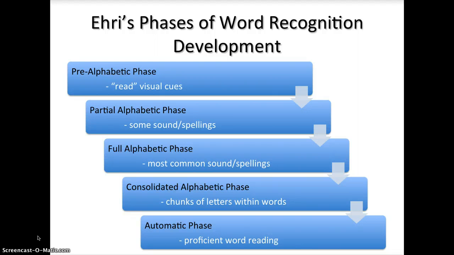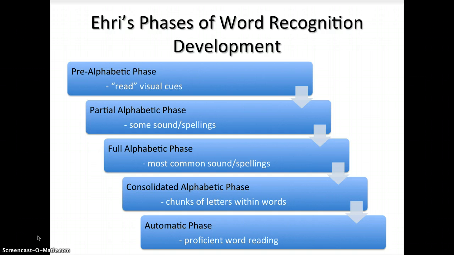So first we need to discuss Ehri's phases of word recognition development, and this is just a way to help us think about this process that an individual goes through as they're learning how to read. The first phase is the pre-alphabetic phase. This is basically where students read words by memorizing visual features.